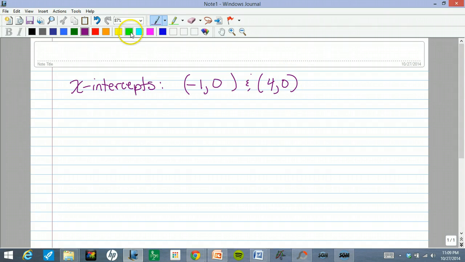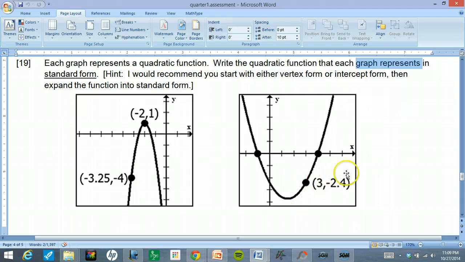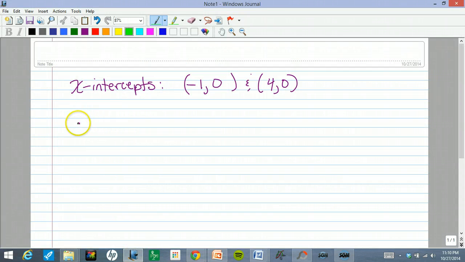Alright, we also have one other piece of information that is going to help us determine the a value, this other point here. 3 comma negative 2.4, or negative 2 and 4/10. So I'll write that down, 3 and negative 2 and 4/10. So another point we have.